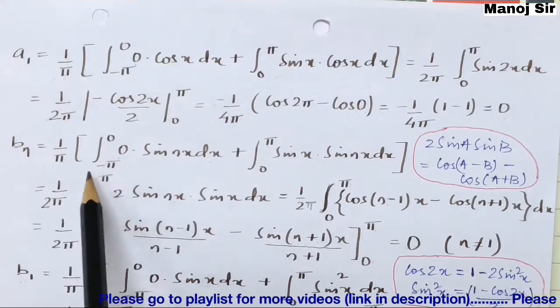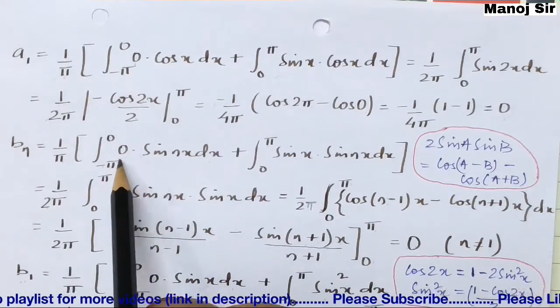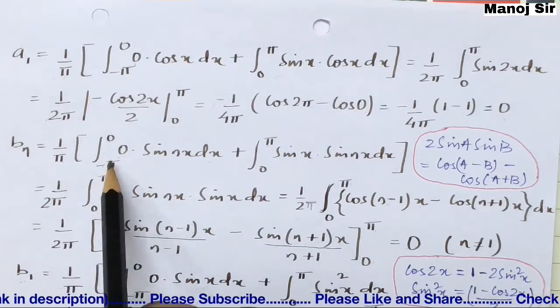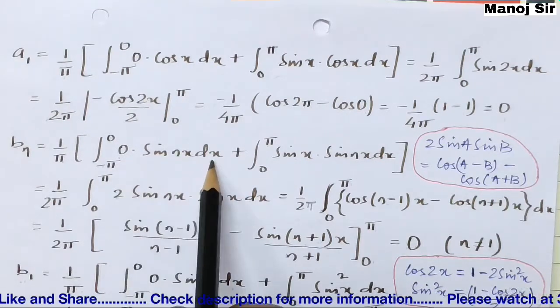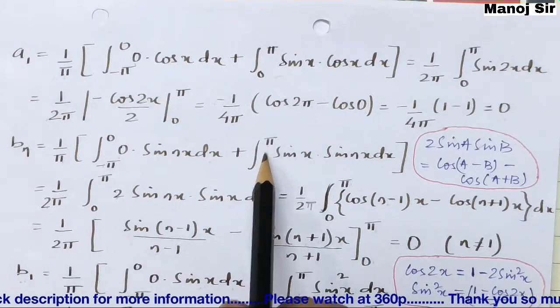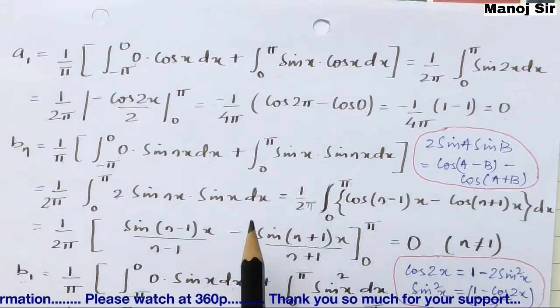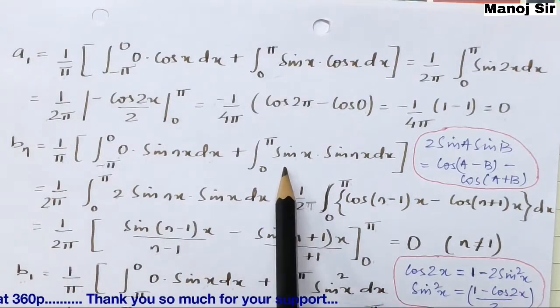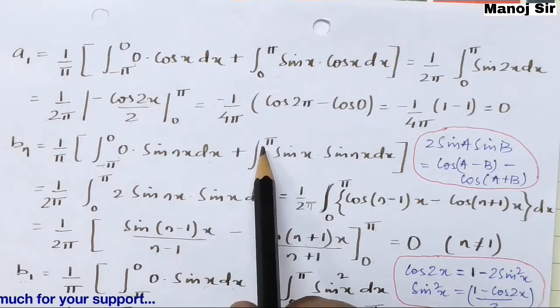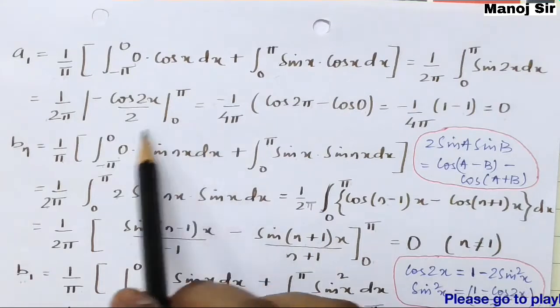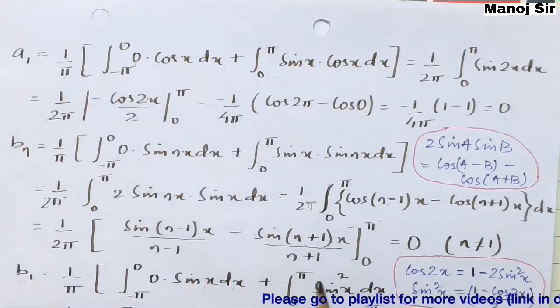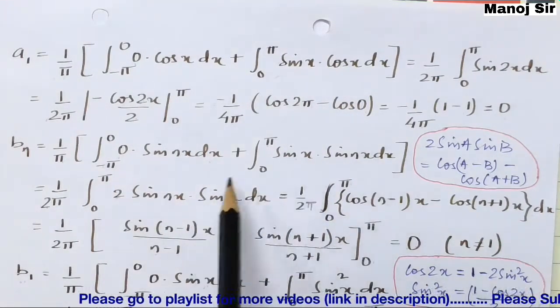1 upon pi, integration from minus pi to 0, f of x is 0. When the limit is from minus pi to 0, the function f of x is 0. So 0 into sin nx dx, plus when the limit is 0 to pi, the function is sin x. So integration 0 to pi sin x into sin nx dx. Now this term will become 0 because of this 0. Now we will solve only this part.